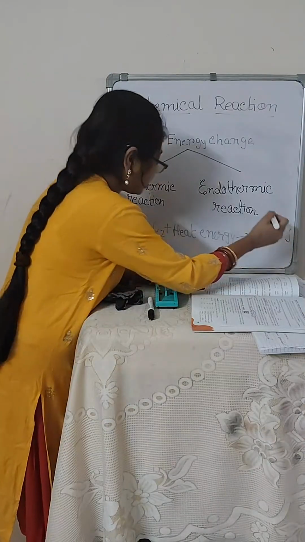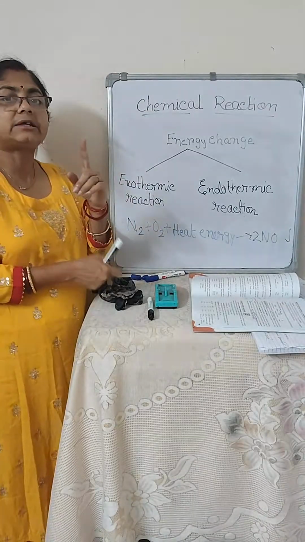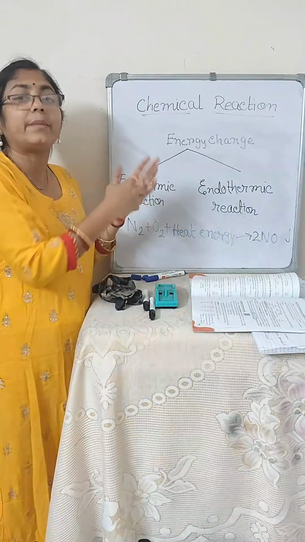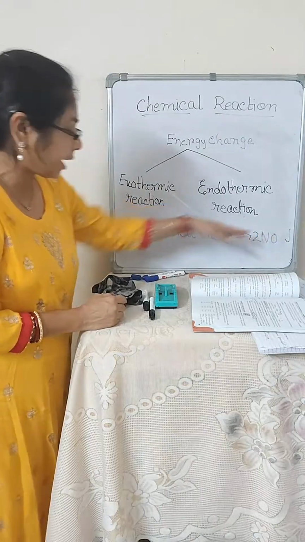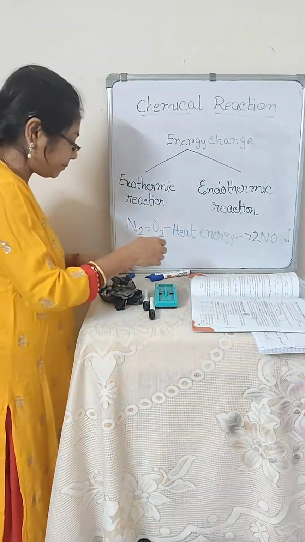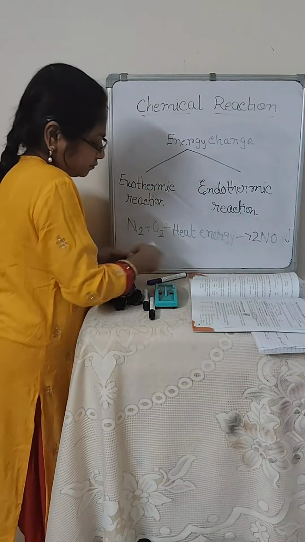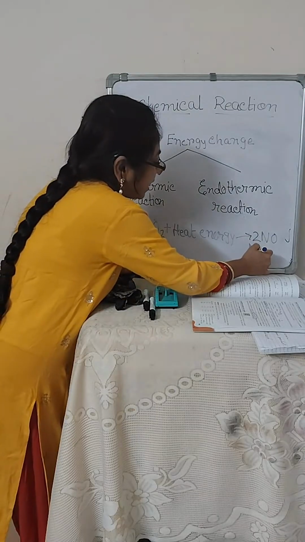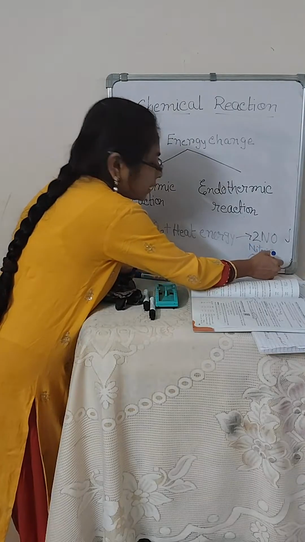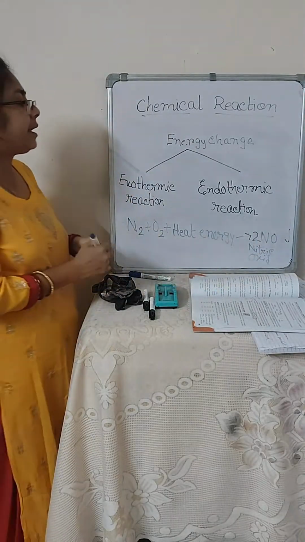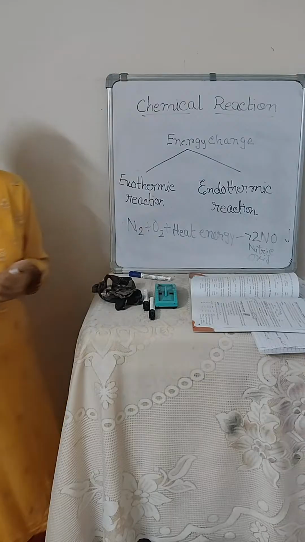2NO. Nitric oxide is formed. It means when nitrogen and oxygen react, heat energy is needed, they take heat energy, and after the reaction 2NO, nitric oxide, is prepared. Nitric oxide. Okay, please write it on the board. Please do it. If any doubt, write in the chat box.